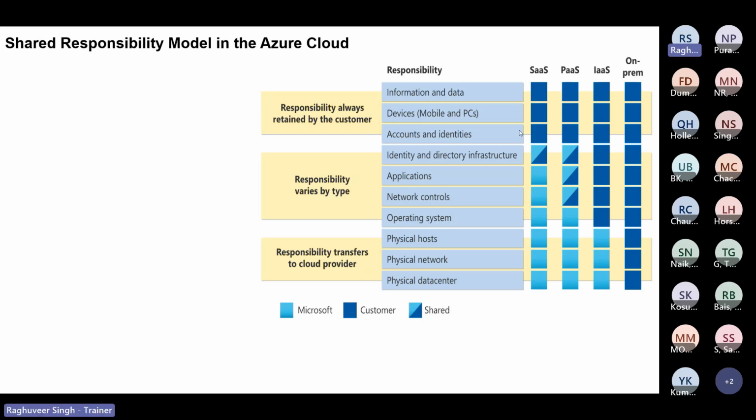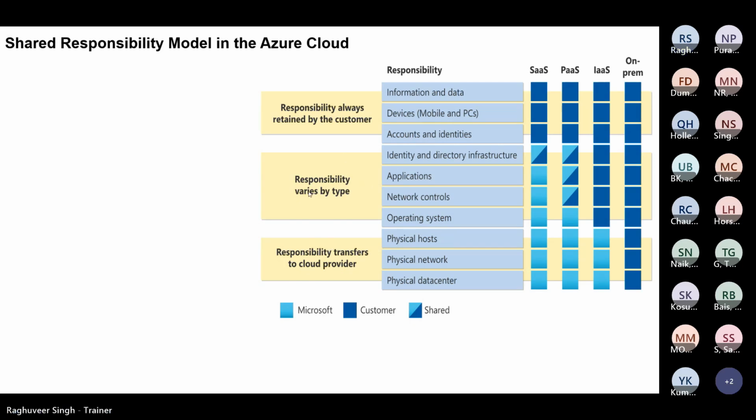Now, let's try and understand this image from right to left. So when you see on-premises, you see all the boxes as blue. So here's the legend. Blue stands for customer, and the sky blue, or whatever you call it, stands for Microsoft, and then the one which is half stands for shared. Then look here: these responsibilities are always retained by the customer. Responsibility varies by type, and responsibility transfers to the cloud provider.